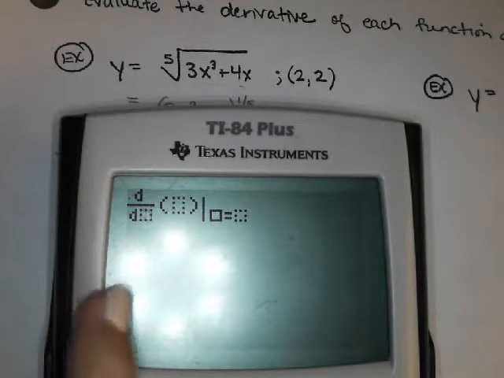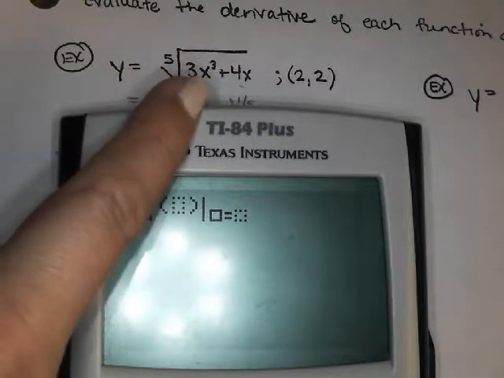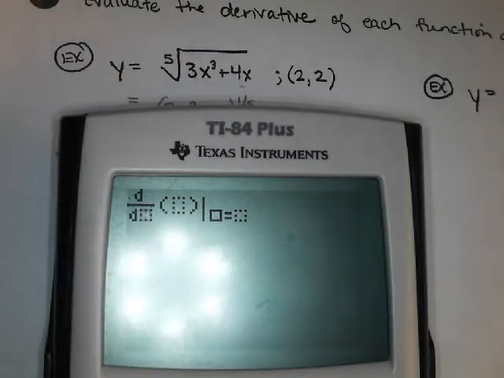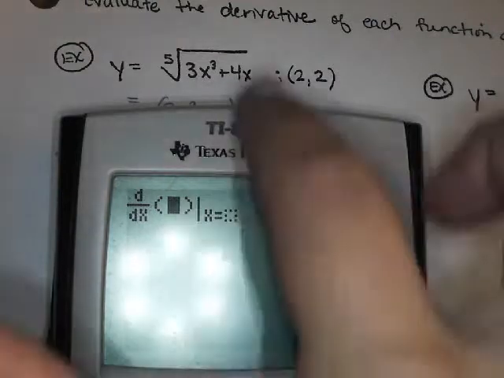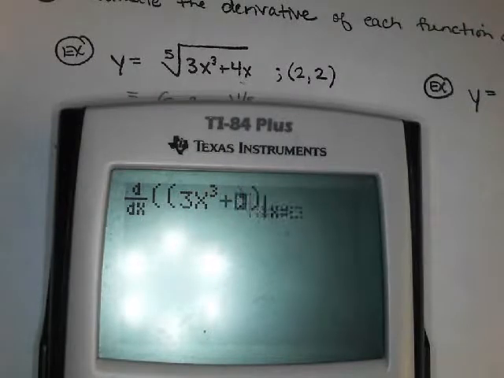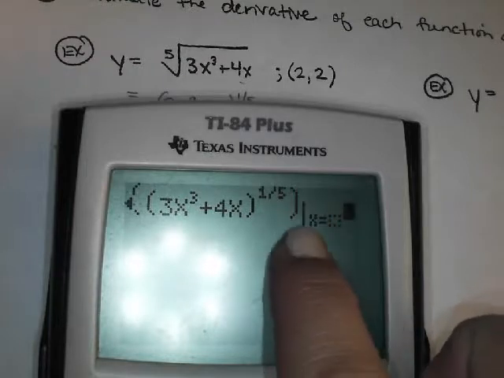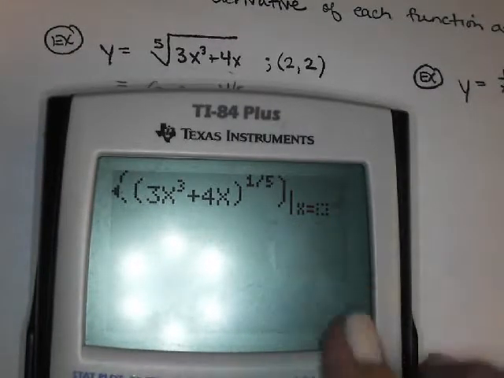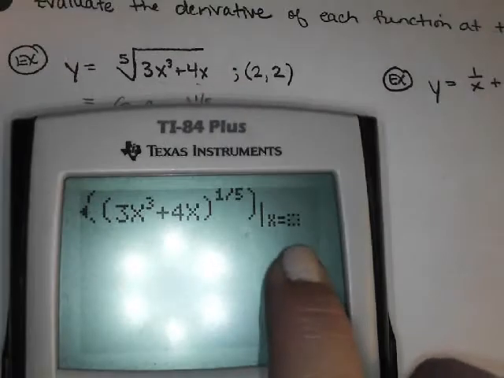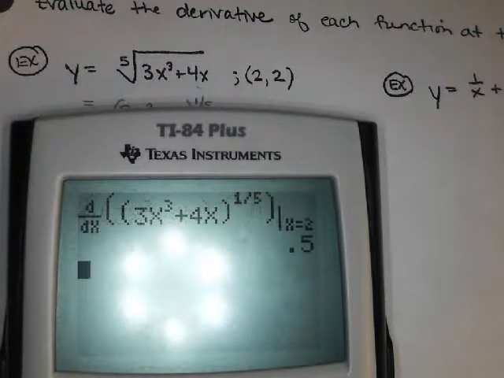So first of all, when we derive this formula, we're doing it with respect to x, because that's the variable within it. So it's d over dx. And then you would type in your function, so that 3x cubed plus 4x to the 1/5 power. And then there's this little vertical bar, and then you tell the calculator at what x value you want the derivative at, and we want it at 2. And when you hit enter, you'll get the 1/2 that we just got. So it's a checking mechanism.